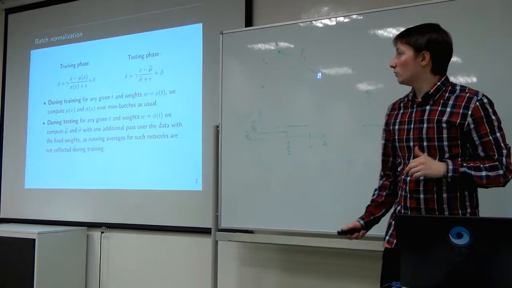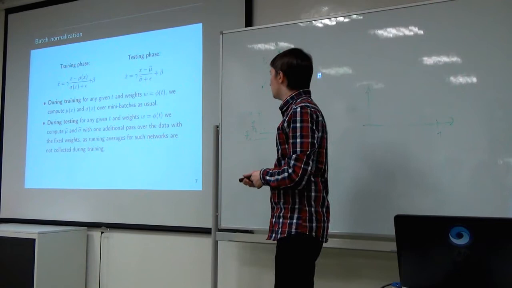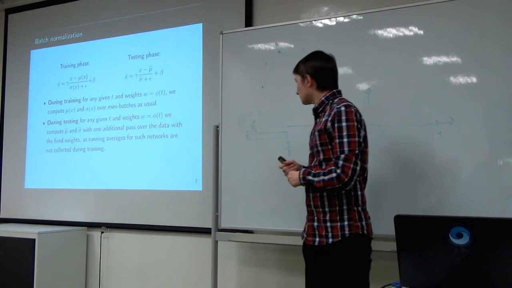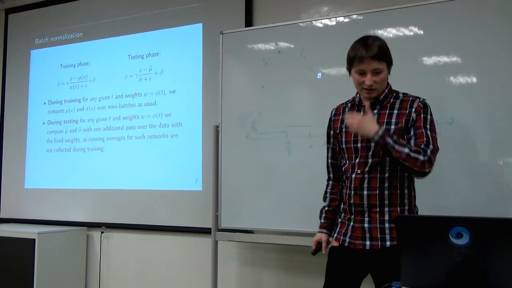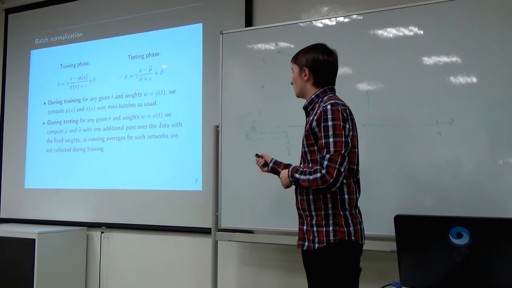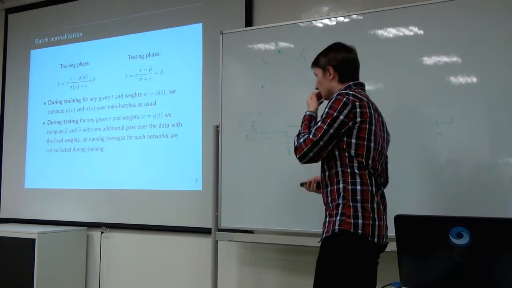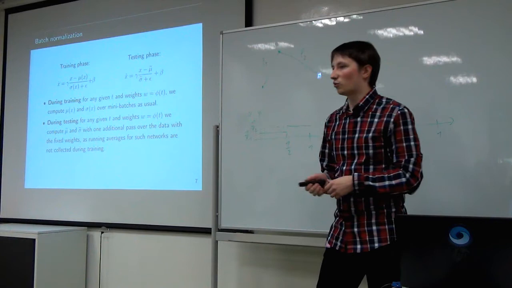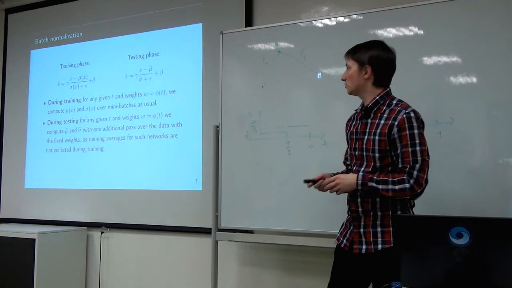At the testing phase, for a single model, we replace batch statistics with mu tilde and sigma tilde, computed as a running average of these statistics. But if we want to evaluate an arbitrary point on the curve, we can't compute these running averages for all possible values of t. So we do the following. We fix t, fix the weights, phi of t, and for the given weights, we make an additional pass over the training dataset in order to evaluate these statistics.